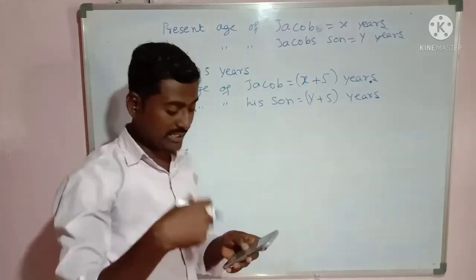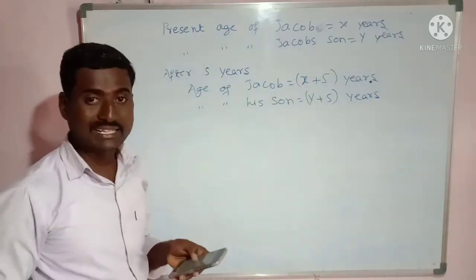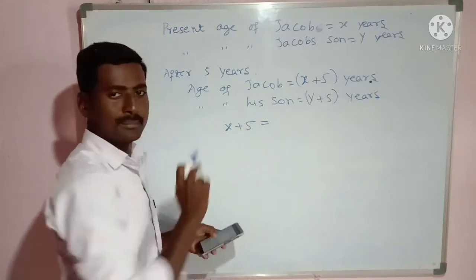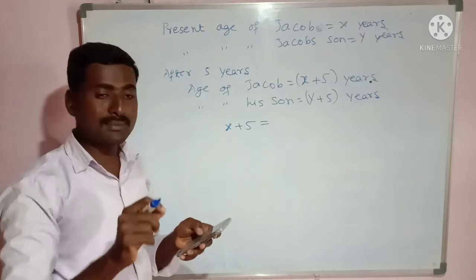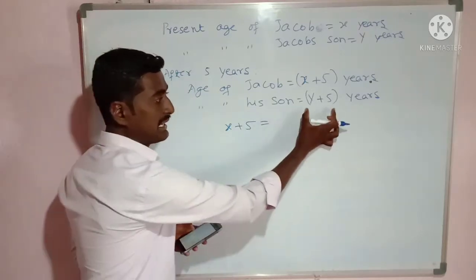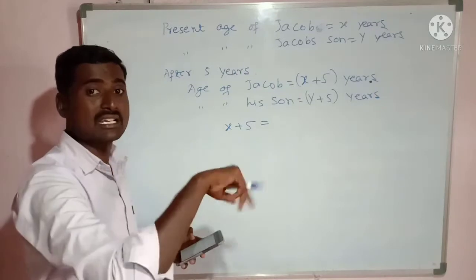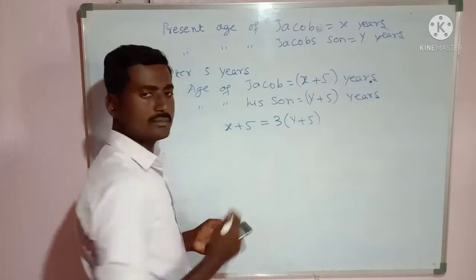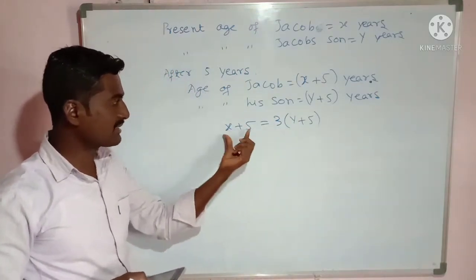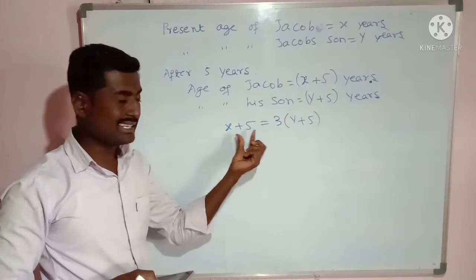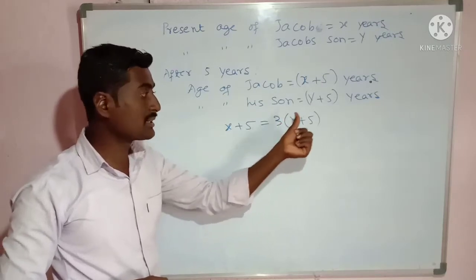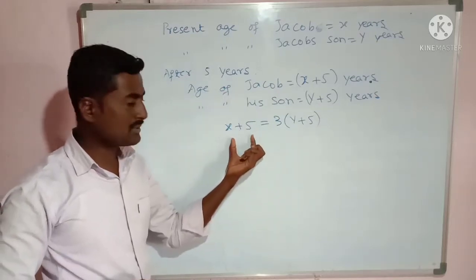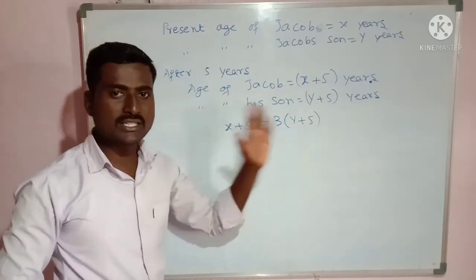Now, 5 years hence, the age of Jacob, x plus 5, will be equal to 3 times that of his son. 3 times the age of the son means 3 into y plus 5. So after 5 years, the age of Jacob is 3 times the age of his son.